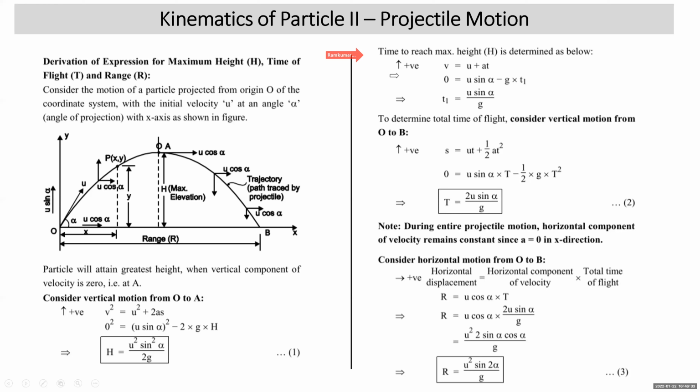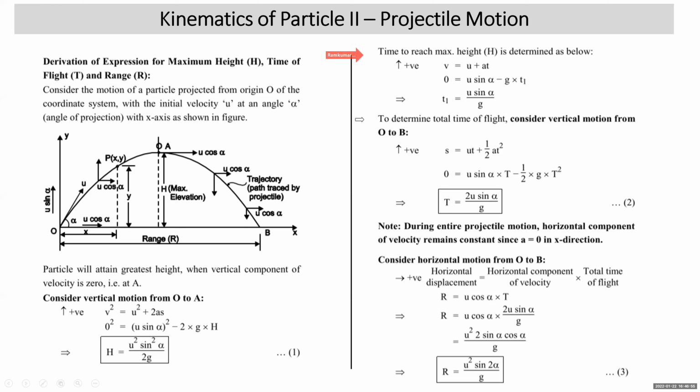As for writing the equations of rectilinear motion, we always take the direction in which the motion starts as positive. So here, vertical component of the velocity at O is upward. So that's why we took upward positive. So T1, the time taken by the projectile from O to A, is u sin alpha upon g.